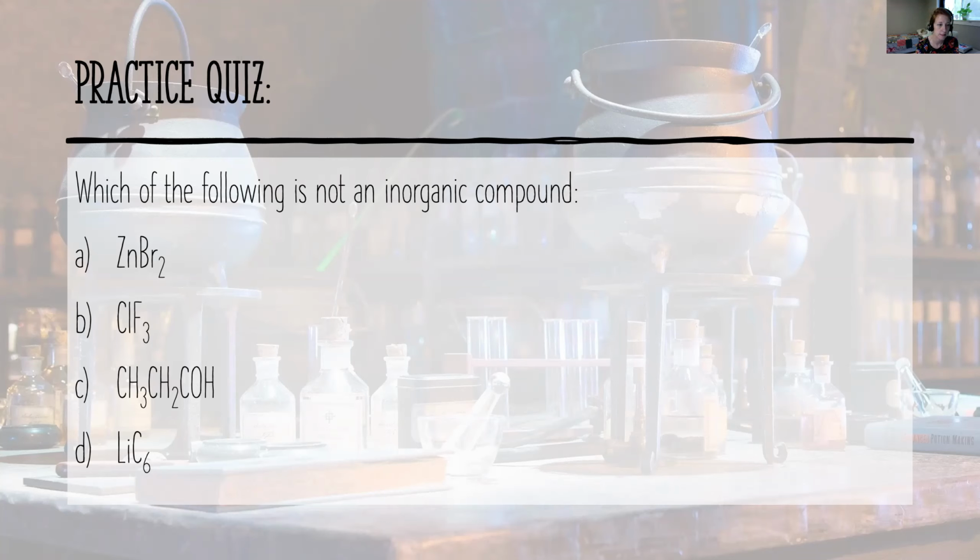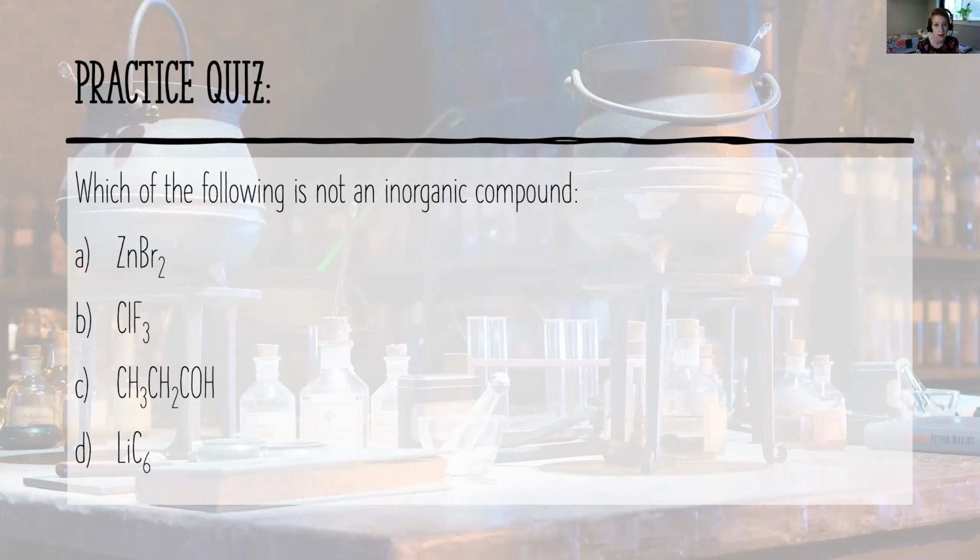And so if we look at this list, which of the following is not an inorganic compound? We've got A, zinc bromide; B, chlorine trifluoride; C, CH3CH2COH, which if you drew that Lewis structure out, it would look like a carbon with hydrogens bound, connected to a carbon with hydrogens bound, connected to a carbon that's double bonded to an oxygen with a hydrogen off of it. So that's that aldehyde that many of you might know about, but some of you don't, and that's fine. And then D, LiC6, which would be like a lithium carbide.